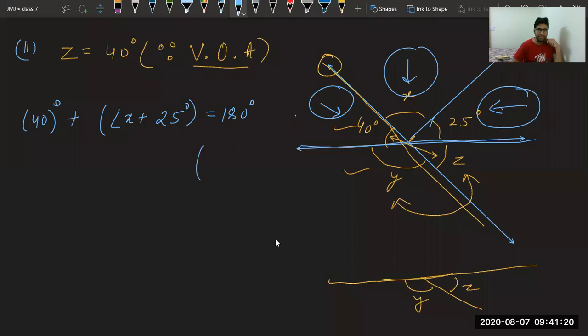We can say as they are forming linear pairs, LP. Sir, aren't they linear pair? But I'm telling you, they are linear pair only. This angle 40 degree and this complete angle are linear pairs. So we can solve this now.